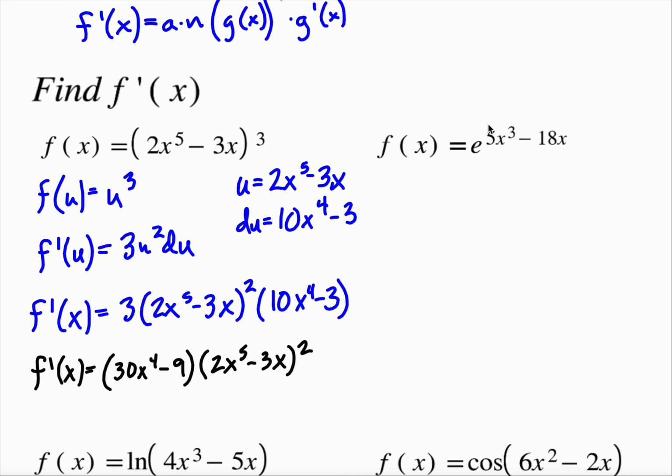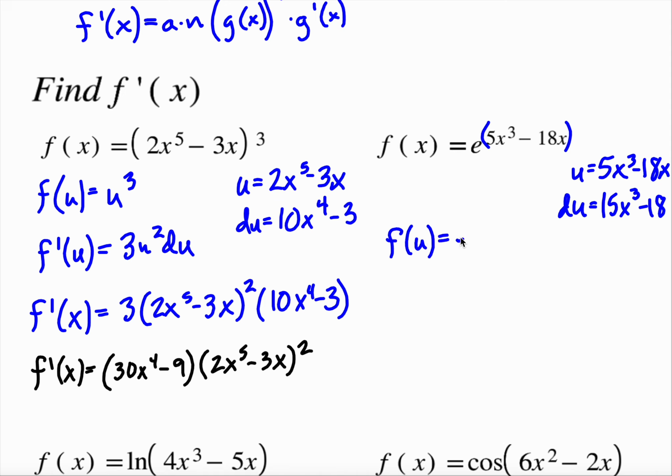Okay, now let's look at a special case, which is where I think it really starts to help out. So we're going to pretend this was in parentheses. Really it is. And our u then will be 5x cubed minus 18x, and then our du is going to be 15x cubed minus 18. Okay, so now if we look at this in terms of u, we're going to get e to the u, and when we take the derivative, it's going to become e to the u du.